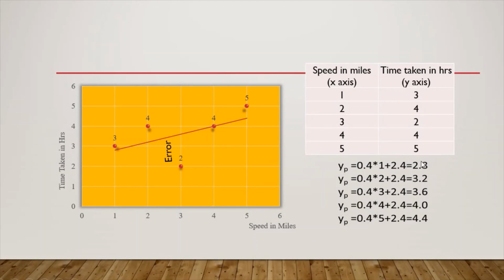If a dot lies on the line, that would be the best fit, and the distance of these dots from the line is called the error. So if these points and the line come closest to each other, that would be the best fit, and in that case r square will be equal to 1.